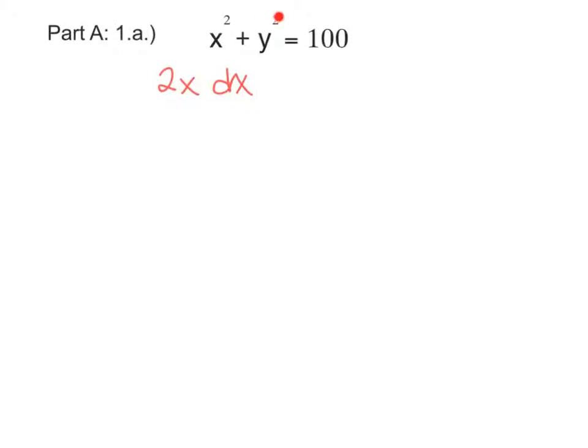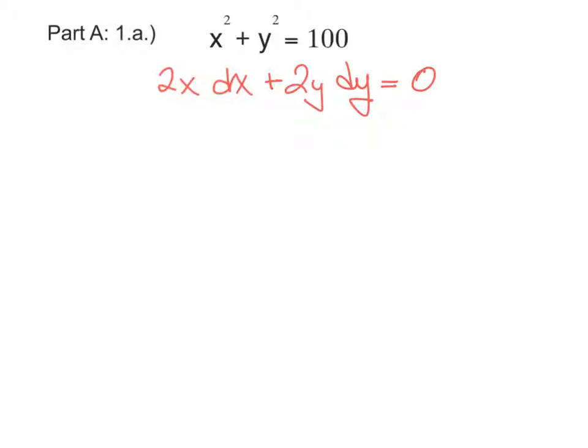Next, I'm going to go over to the y squared and take the differential of that, which will be 2y dy. Finally, go to the other side of the equal sign, take the differential of 100, and since that's a constant, its differential is going to be 0.